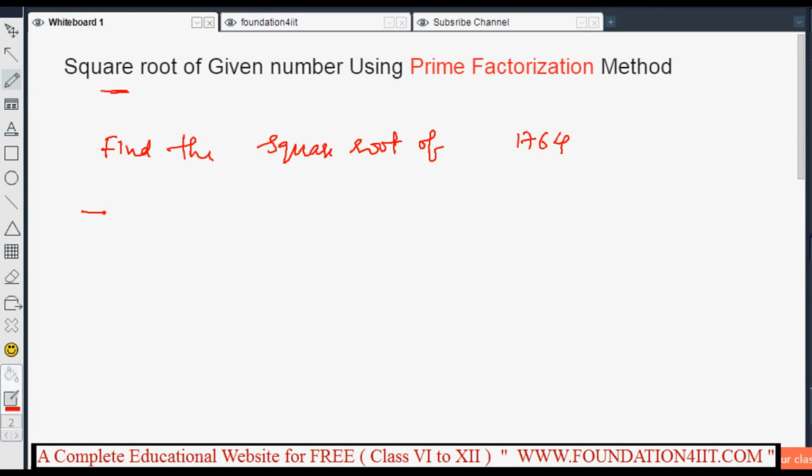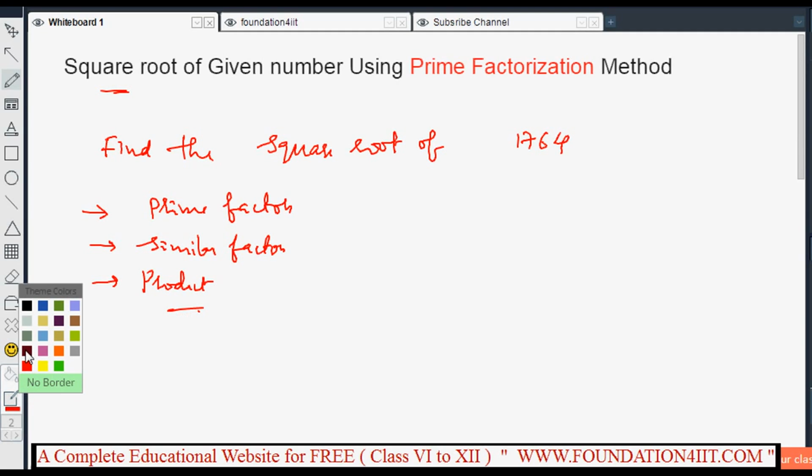So we need to follow the steps. First step is to resolve the given number into prime factors. First we have to do the division, resolve the number into prime factors, then make pairs of similar factors. Then take one number from each pair and do the product. Let me explain with an example so it is clear for you.